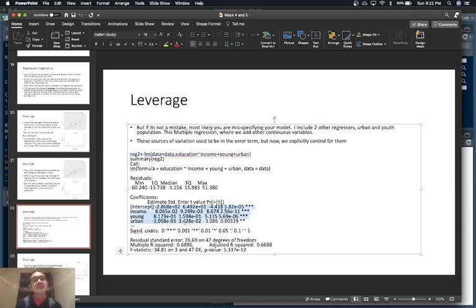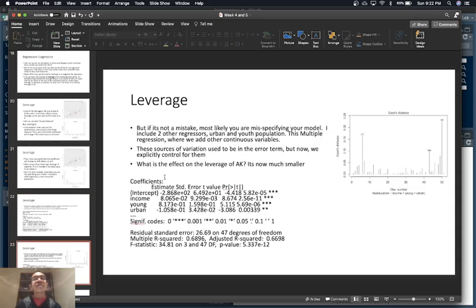And here we find that the coefficients are all significant. The more young people there are, the more you spend on education. And the more urban it is, the less you spend on education.